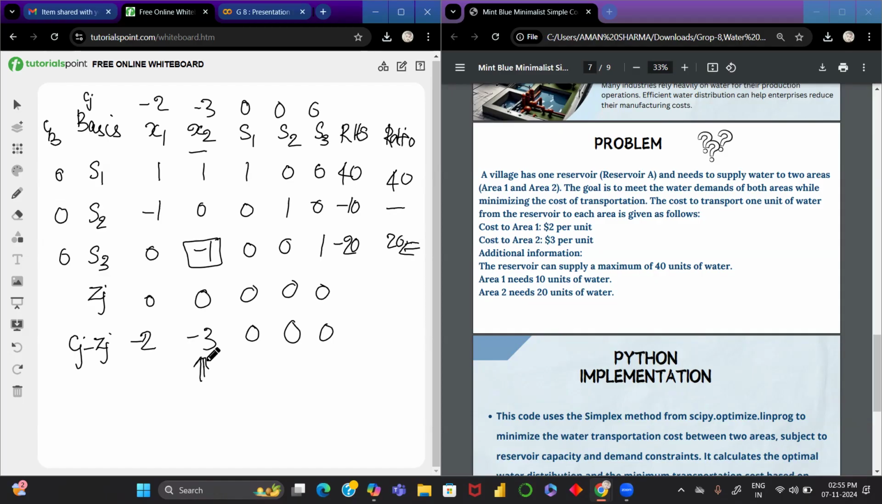So using row operation, multiplying this S3 row by -1, it will become 1. And the x2 value will become 0 by adding R3, the third row. So the corresponding S1 values will be changed. And the S3 will be replaced by X2.